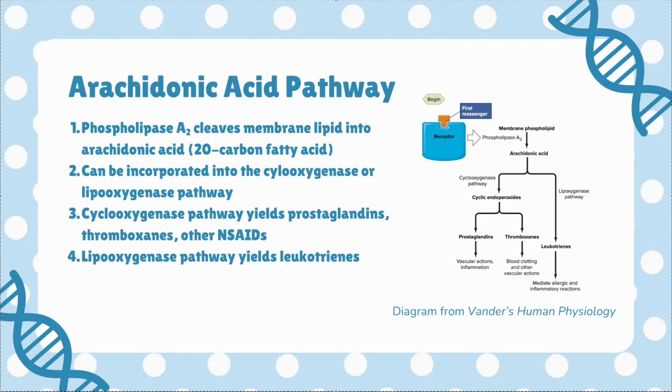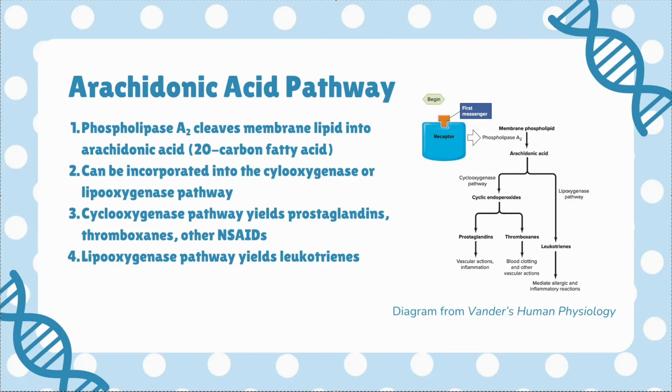The cyclooxygenase pathway yields prostaglandins, thromboxanes, and other non-steroidal anti-inflammatory, I forgot what D stands for, but yeah, non-steroidal anti-inflammatory, let's say, molecules. So prostaglandins can dilate blood vessels and lead to inflammation. They're important for mammary gland contractions. And thromboxanes are important for blood clotting, like with the platelets and all.